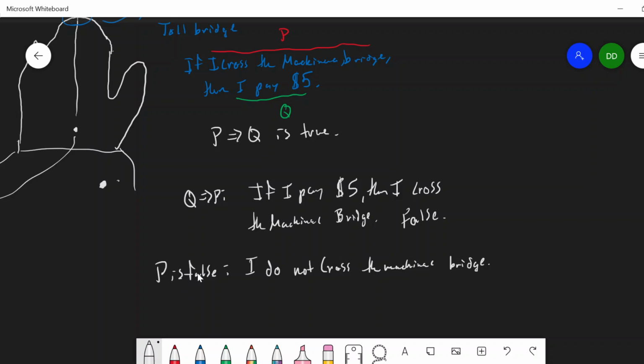So this is really what this is getting at. P being false means the hypothesis has not been satisfied. The cause has not happened. And so whether or not the effect happens, well, I don't care about that, right? I'm telling you what this statement is saying is that if the cause happens, then the effect must happen. If the cause doesn't happen, it doesn't matter if the effect happens or not. This implication is still true in that case.